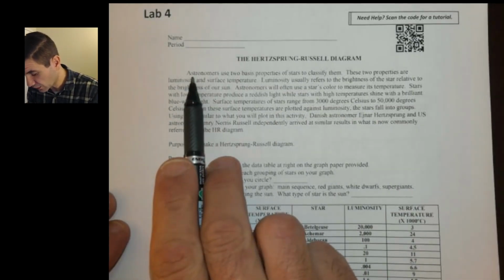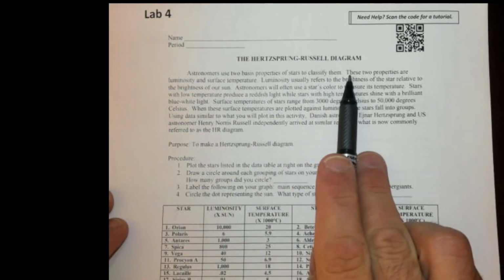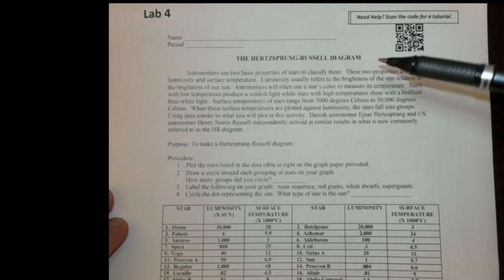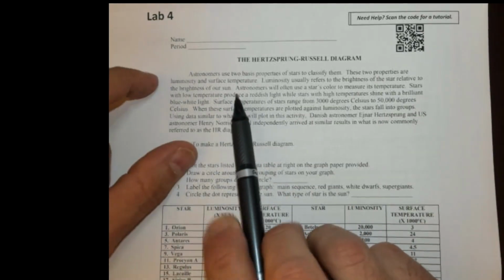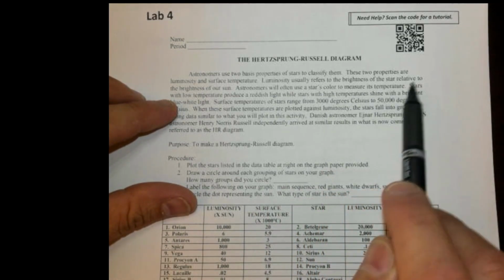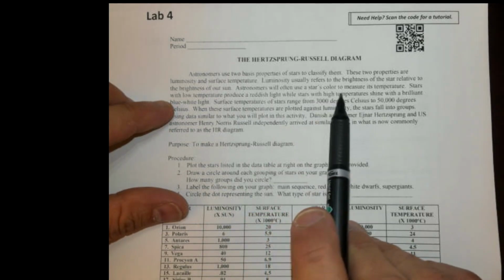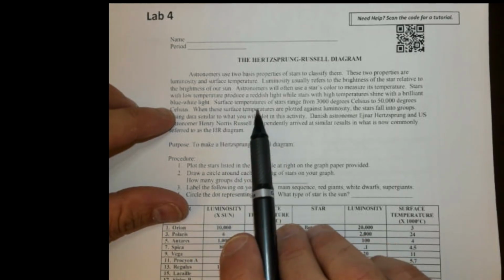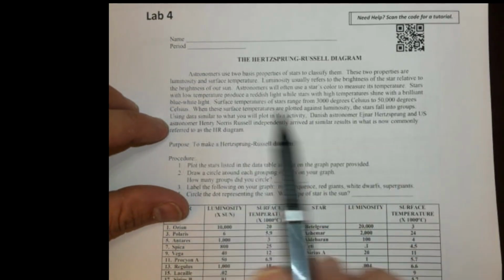So if we take a look here, it says astronomers use two basic properties of stars to classify them. These two properties are luminosity and surface temperature. Luminosity usually refers to the brightness of a star relative to the brightness of the sun. Astronomers will often use a star's color to measure its temperature. Stars with low temperatures produce a reddish light, while stars with high temperatures shine with a brilliant blue-white light. Surface temperatures of stars range from 3,000 degrees Celsius to 50,000 degrees Celsius.